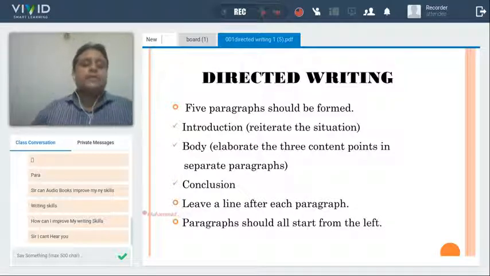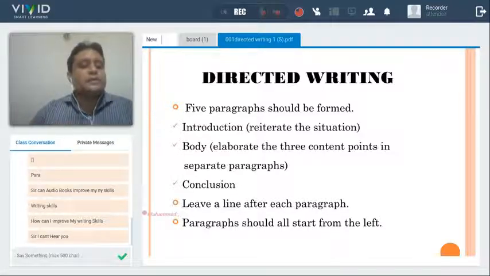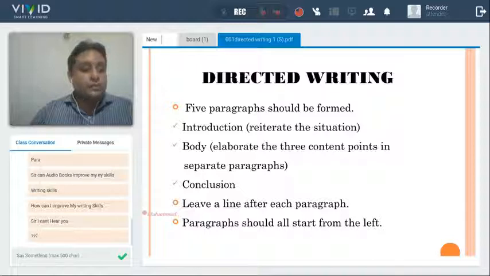For better writing skills, you need to read the particular text types. For example, if you want to improve your narrative writing, your story writing, you need to read stories as many as possible. I said you need to read stories to write better stories. You need to read articles to write better articles.